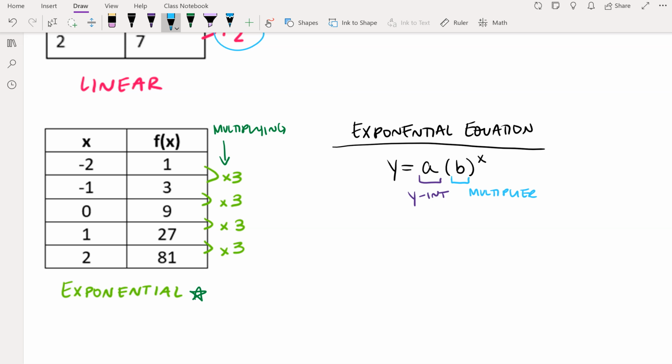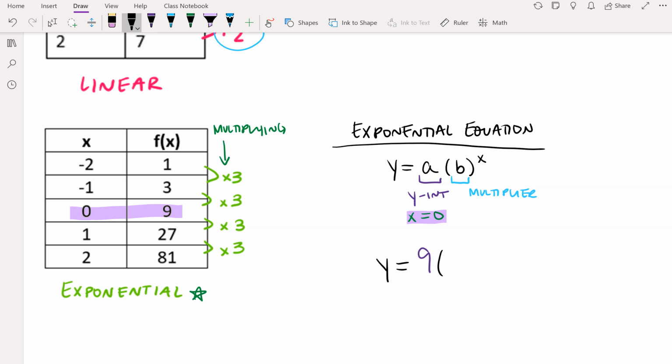Sweet. So we have a y-intercept, we have a multiplier, and they're actually pretty easy to see from the table, just like before. The y-intercept, again, is where x equals 0. So for our y-intercept, we are going to go to the table and find where x equals 0. That's right here. So our y-intercept is 9. So this table's equation would look like y equals 9 for our y-intercept.